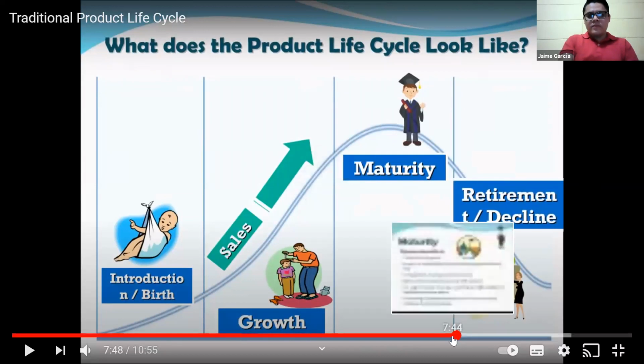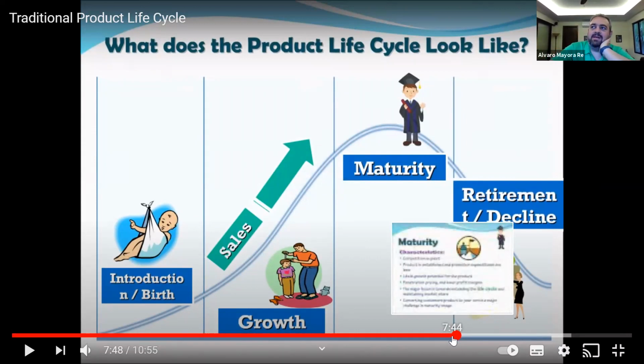All right, Alvaro, so what is the maturity stage about? It's a stage where the product is accepted and has an established demand, but the level of demand remains stable, not permanently growing. All right. Okay. Yes, and you have less profits, but more stable profits. Okay. All right.